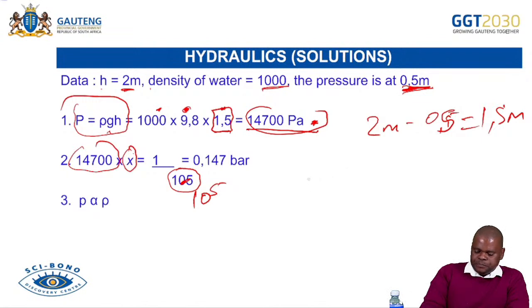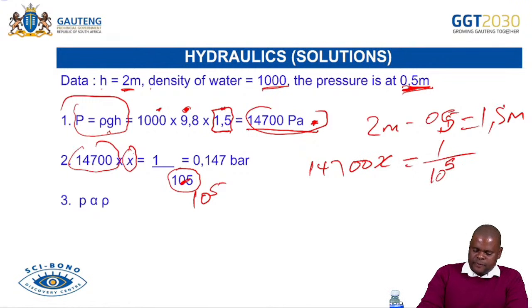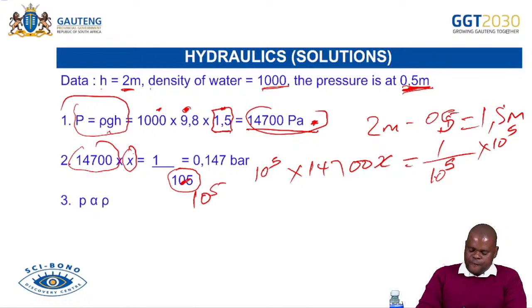Then you say 14700 x is equal to 1 over 10 to the exponent 5, which we're going to do what? How do we do this? We take this, we multiply both sides by 10 to the 5. We multiply even this side by 10 to the 5. And then after we did that, x is going to be this, cancel that.